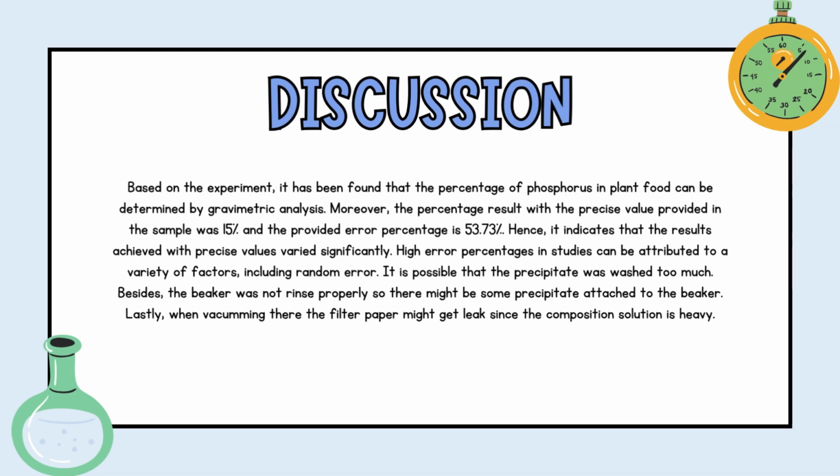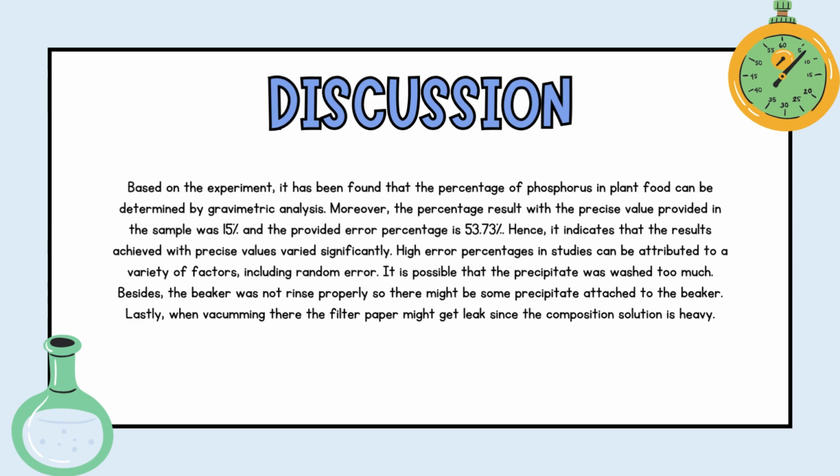For the discussion, based on the experiment, it has been found that the percentage of phosphorus in plant food can be determined by gravimetric analysis. Moreover, the percentage result compared with the precise value provided on the sample, which was 15%, gave an error percentage of 53.73%. Hence, it indicates that the result achieved varied significantly from the precise value.